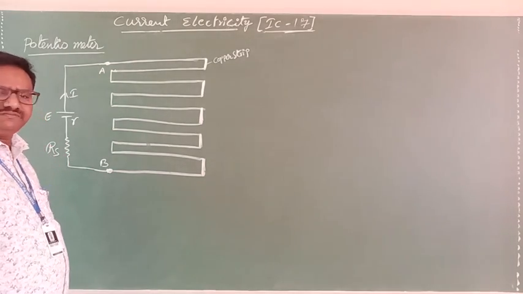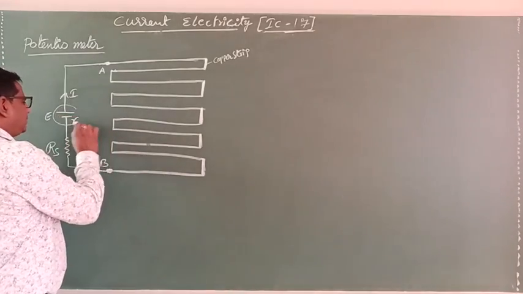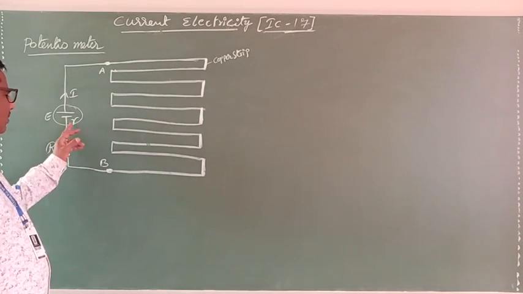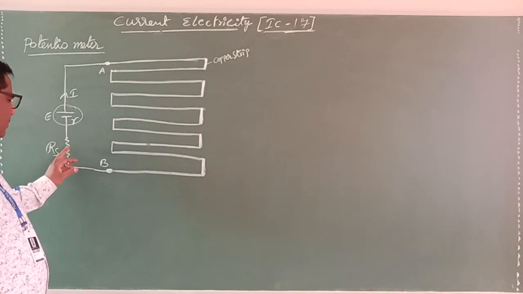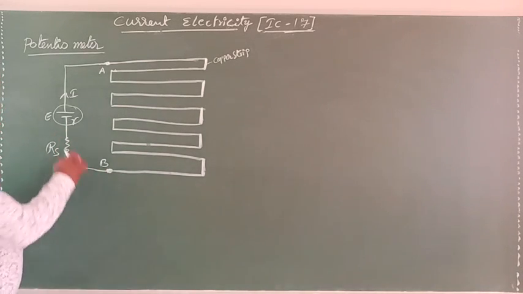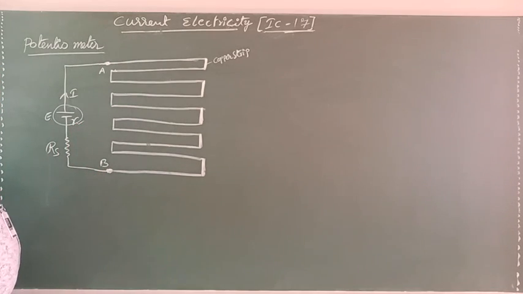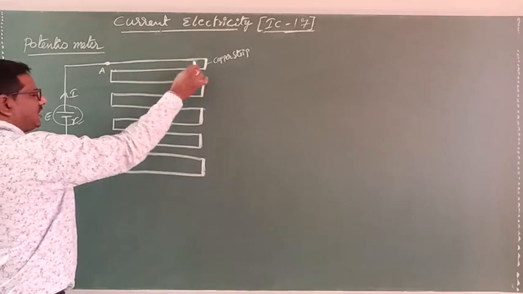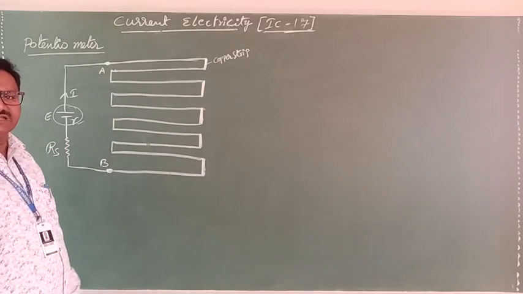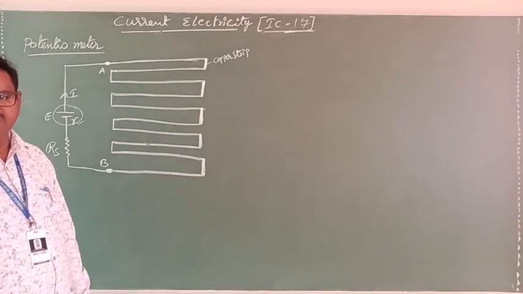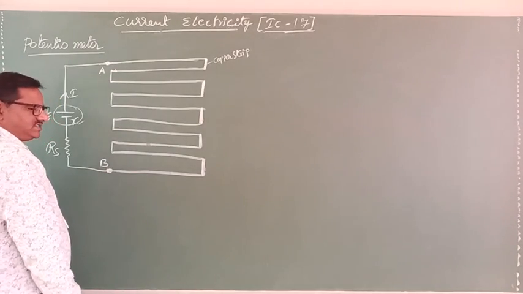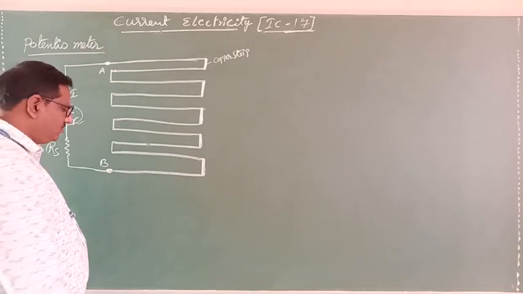In this circuit, this is called the primary cell. This is the series resistance, and the cell also has some internal resistance, and this wire has 10 meters length. So irrespective of the length, some resistance will be offered by this potentiometer wire.